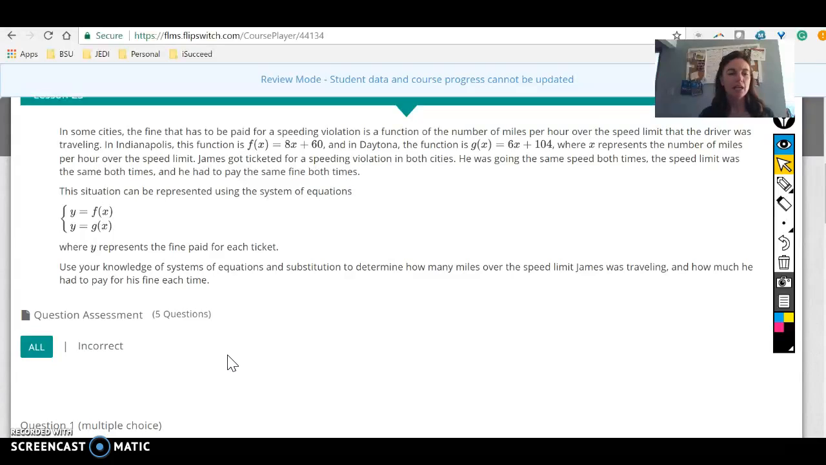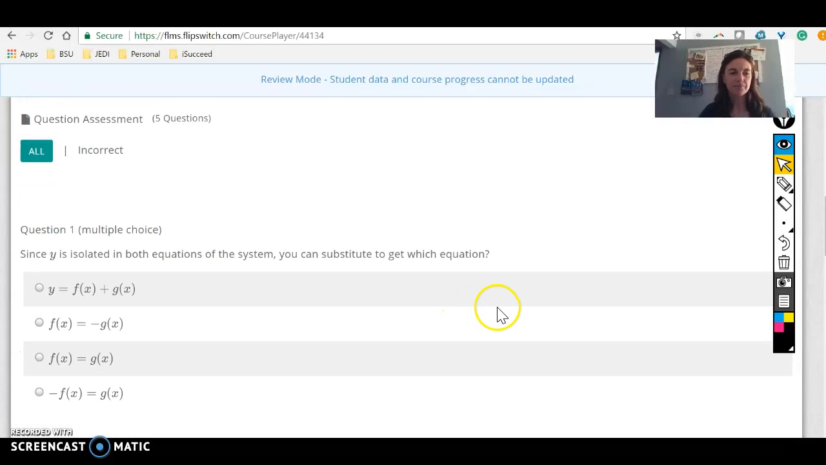So the number of miles per hour over is going to be the same. And we know that we've got two functions here, y equals f of x and y equals g of x. And y represents the fine paid for each ticket, where x represents the number of miles per hour over the speed limit. Use your knowledge of systems of equations and substitution to determine how many miles over the speed limit James was traveling and how much he had to pay for each fine.